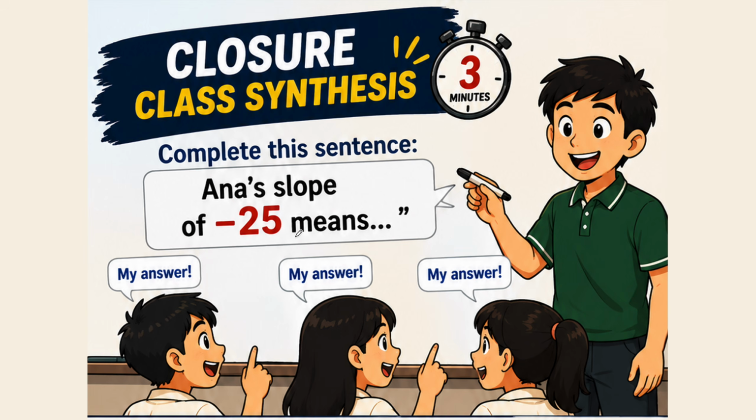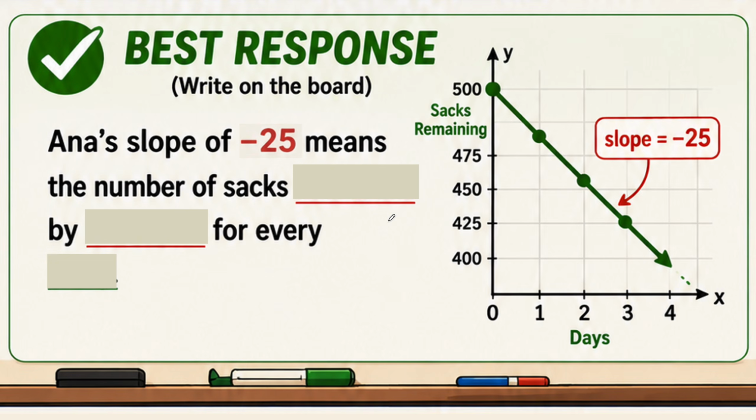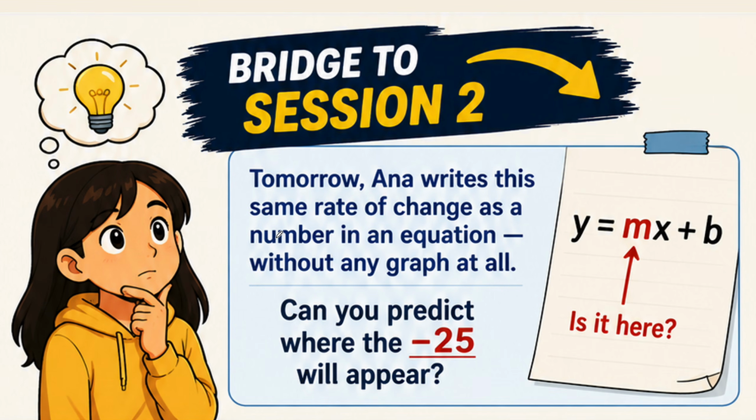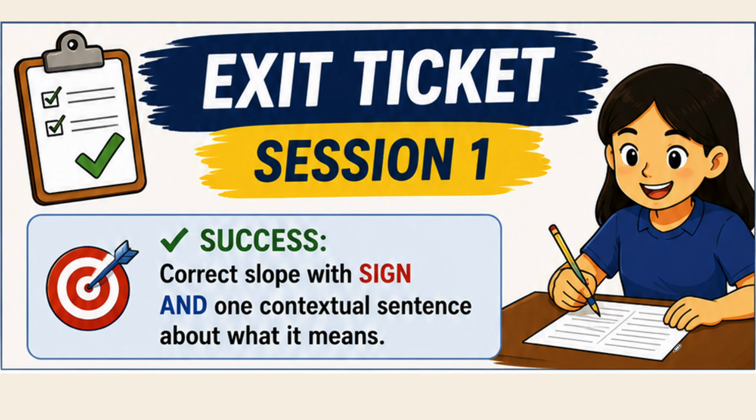Since si Ana ay may negative 25, that means, okay, for me, this is my best response. Ana's slope of negative 25 means the number of sacks decreases by 25 sacks for every 1 day. That's session 1. Tomorrow, we analyze the same rate of change as a number in an equation without any graph at all. Can you predict where the negative 25 will appear? y equals mx plus b. Is it here? That's an interesting question indeed.